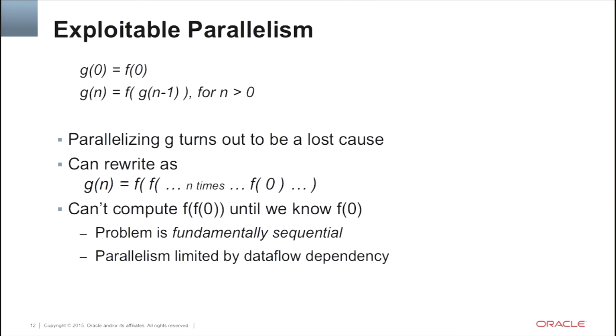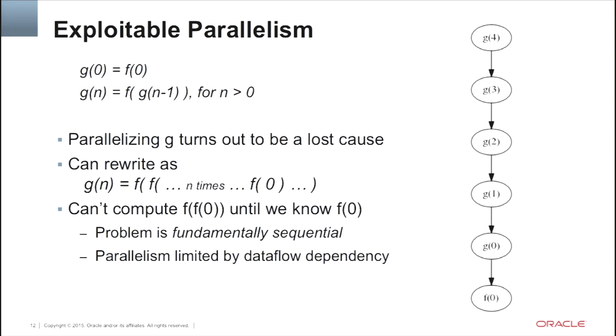And I can't compute f of 0 until I've already computed f of 0, unless I know something really special about f, which we're assuming I don't, right? So this is a fundamentally sequential problem. Another way to think about it is I have a data flow dependency, right? If you look at the data flow graph for this problem, g of 0 depends on f of 0, g of 1 depends on g of 0, and so there's no parallelism that can be exploited in this problem. So, game over.